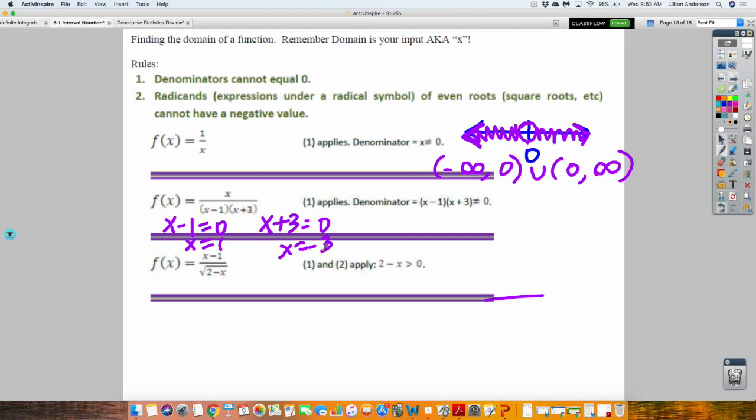So every other number except -3 and 1 works. On a number line, this is what it looks like. I have -3, I have 1. I have an open circle at both of them, and then everything else is shaded. It's every other number except -3 and 1. How many intervals am I going to have for this one? You end up with 3. You need an interval to represent this part here, an interval to represent this part, and an interval to represent this part.